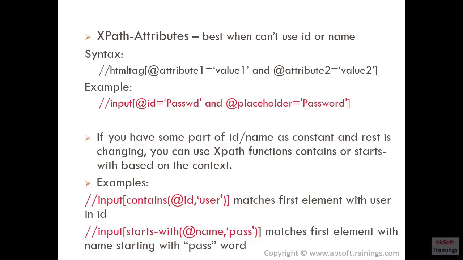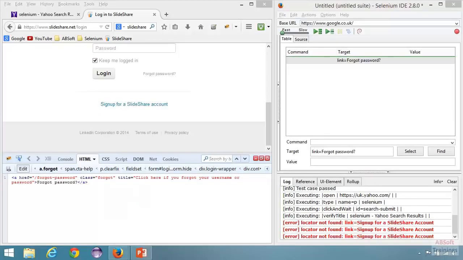These are really useful when you have IDs or names, or even you can use other attributes as well, like value or placeholders. When they are not constants and some parts are changing, you can concentrate on the static part and use contains or starts-with, and specify conditions based on them and try to match the elements. Let's see how XPath absolute, XPath attributes, contains and starts-with work.